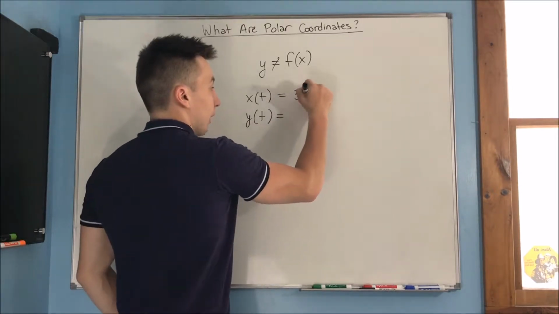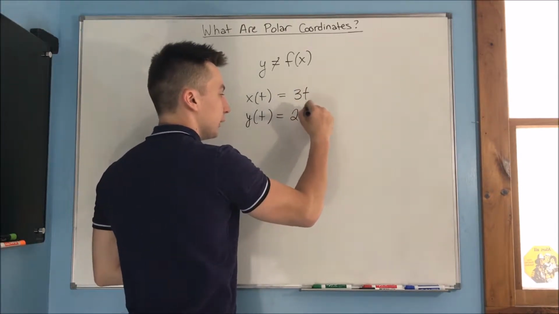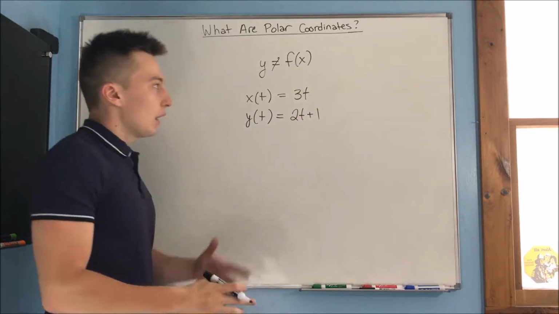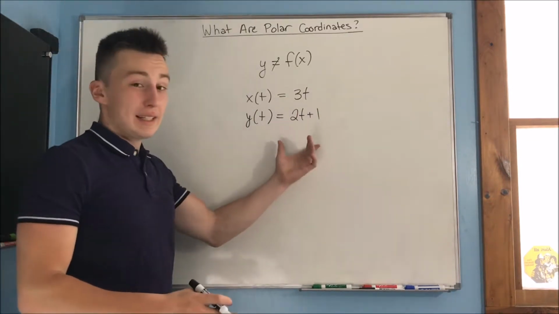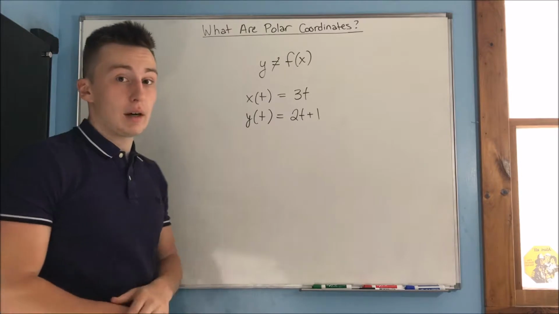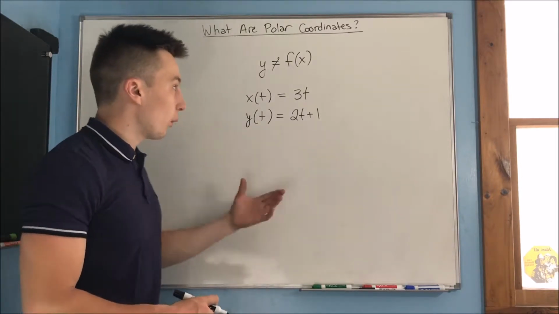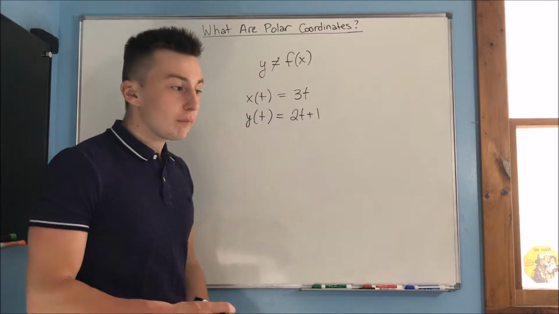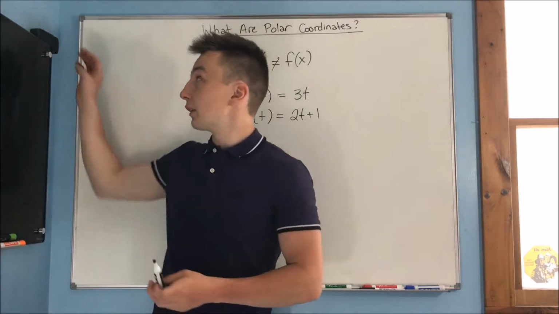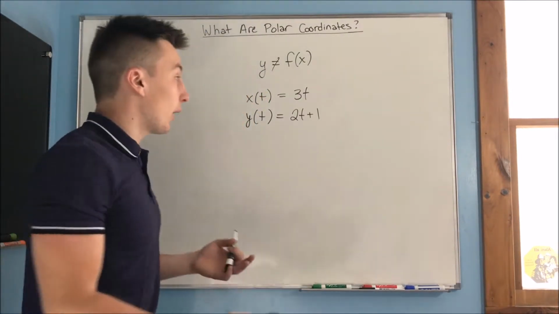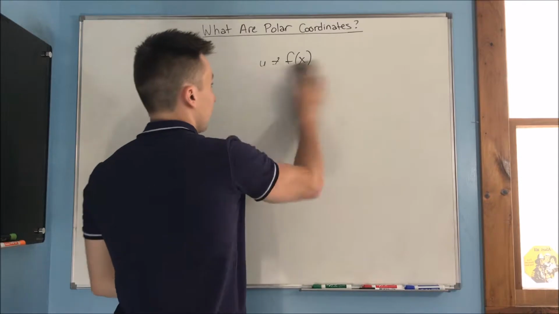So we would have two functions, maybe like 3t, 2t plus 1, something like that, and we would input a t, and we would output an xy pair, okay, something like that. So it was another way to graph something. And polar coordinates are the same thing in that sense, right? It's another way to graph something, okay?